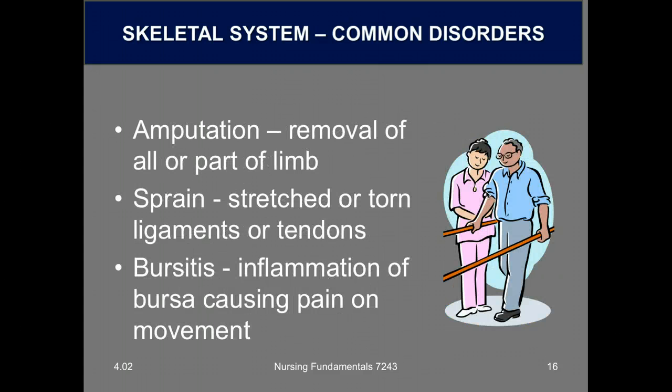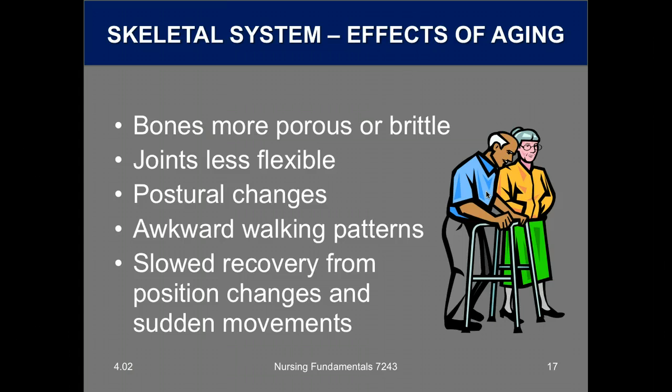An amputation is removal of all or part of a limb. A sprain is stretched or torn ligaments or tendons. Bursitis is inflammation of the bursa causing pain on movement. So the effects of aging: bones are more porous or often brittle. The joints are less flexible. We see postural changes, awkward walking patterns, and slowed recovery from position changes and sudden movements. This affects blood pressure and heart rate as well.